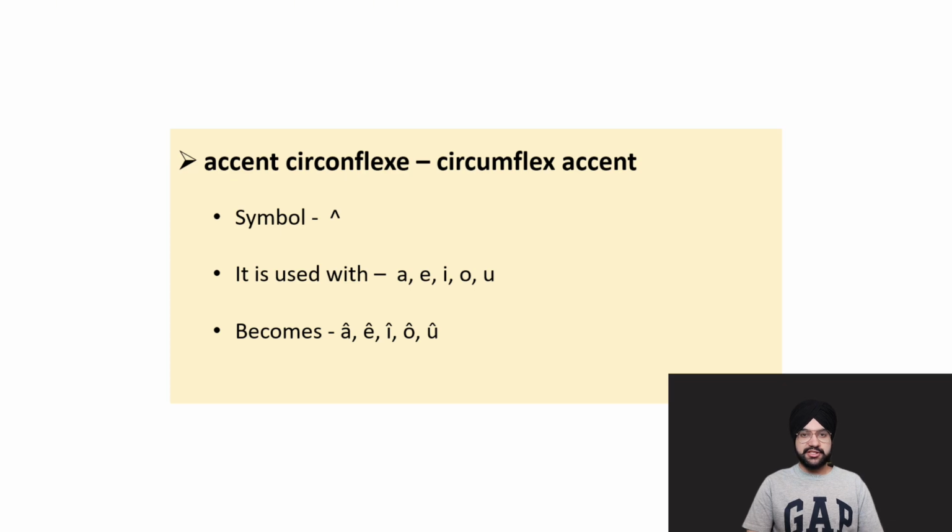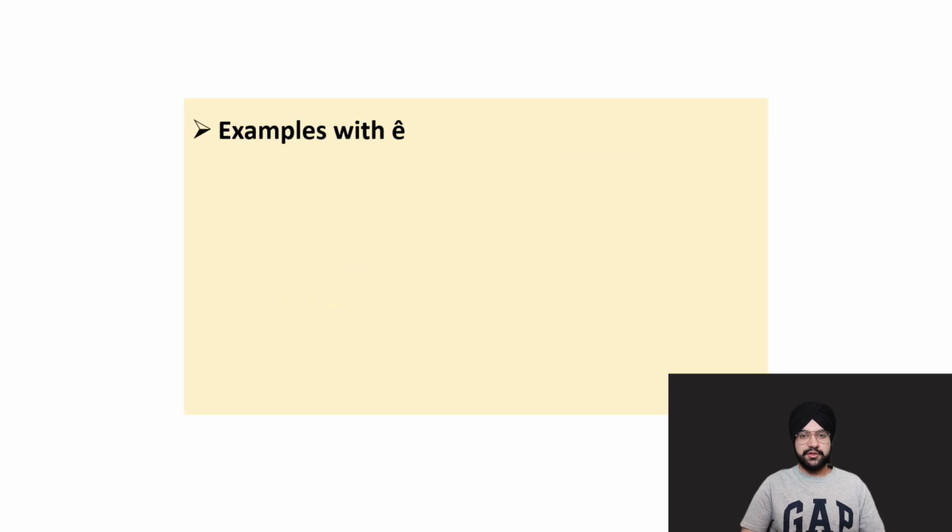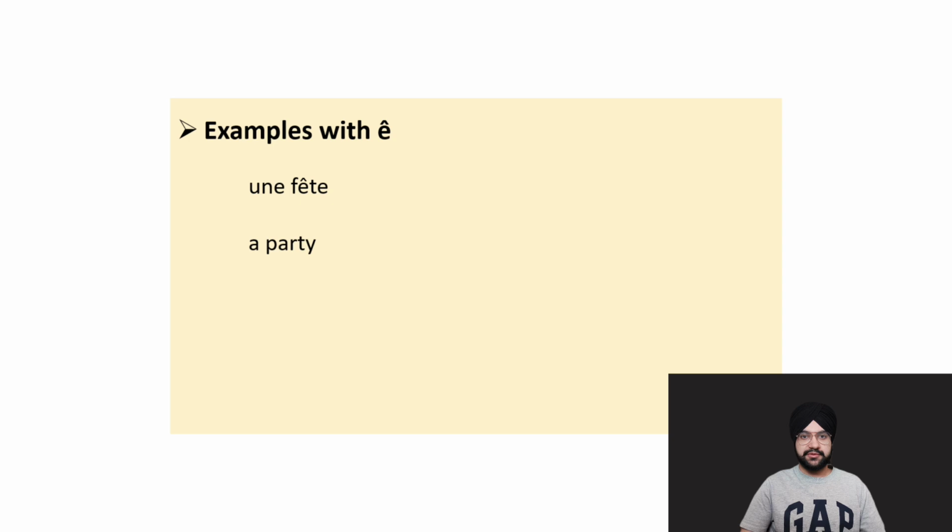To understand the changes they make in pronunciation, let's take some examples. First of all, when we have the accent circonflexe on E, the pronunciation is the same as accent grave. For example, une fête, which means a party. Notice the E sound is pronounced as A, une fête. Next is une forêt, which means a forest. Another one is une fenêtre, which means a window.